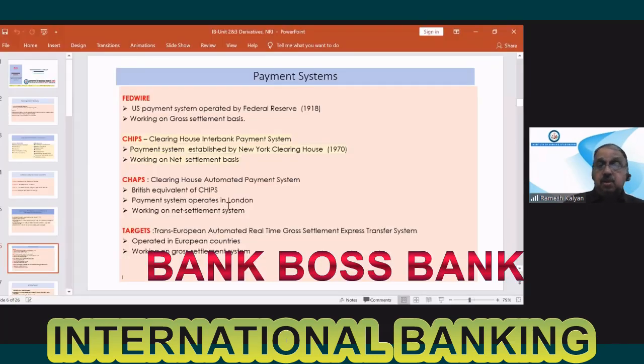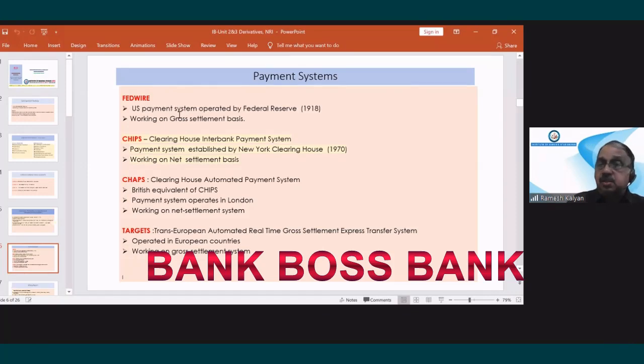Then similarly, what is the net basis system in Britain? The answer is CHAPS. Same as RTGS, similar to our RTGS, the gross settlement system in European countries is known as TARGET. So just to learn, this name is very important. You equate this with either gross or net. That is the point that makes the difference. Never learn anything by heart, very simple. Because the simpler way you are understanding, never study, understand that.